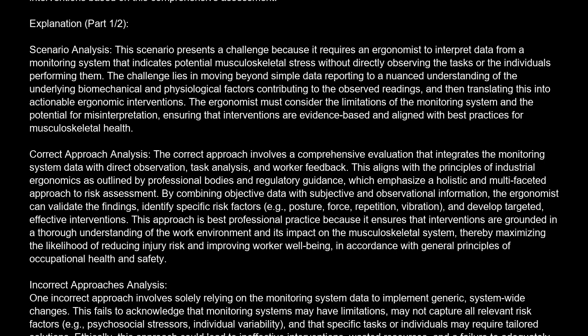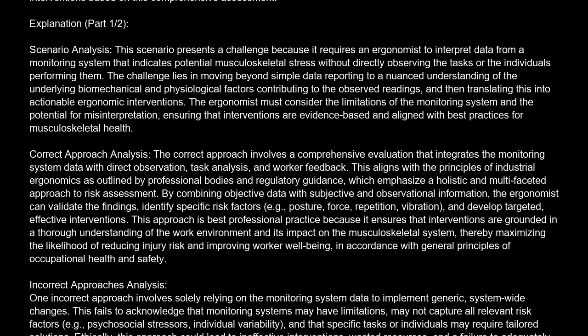Explanation. Scenario analysis. This scenario presents a challenge because it requires an ergonomist to interpret data from a monitoring system that indicates potential musculoskeletal stress without directly observing the tasks or the individuals performing them. The challenge lies in moving beyond simple data reporting to a nuanced understanding of the underlying biomechanical and physiological factors contributing to the observed readings, and then translating this into actionable ergonomic interventions. The ergonomist must consider the limitations of the monitoring system and the potential for misinterpretation, ensuring that interventions are evidence-based and aligned with best practices for musculoskeletal health.